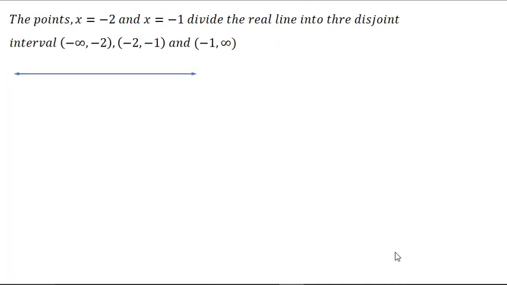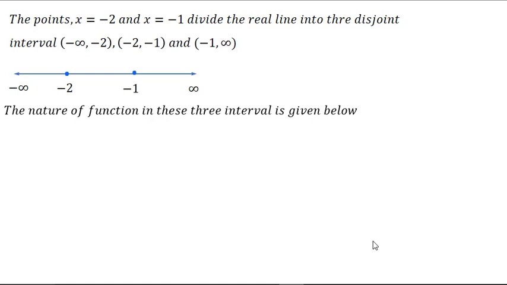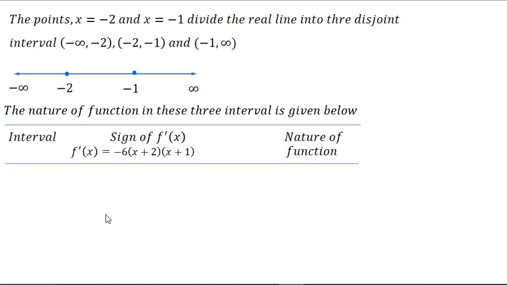You can see here, this is my number line. On this I will plot 2 points, minus 2 and minus 1, and by that my whole line will be divided into 3 parts, or I can say that the whole real line will be divided into 3 segments. Now the nature of the function in these 3 intervals is given below. We have to check where f dash x is less than 0 and where f dash x is greater than 0. So for that, let us first make 3 columns.